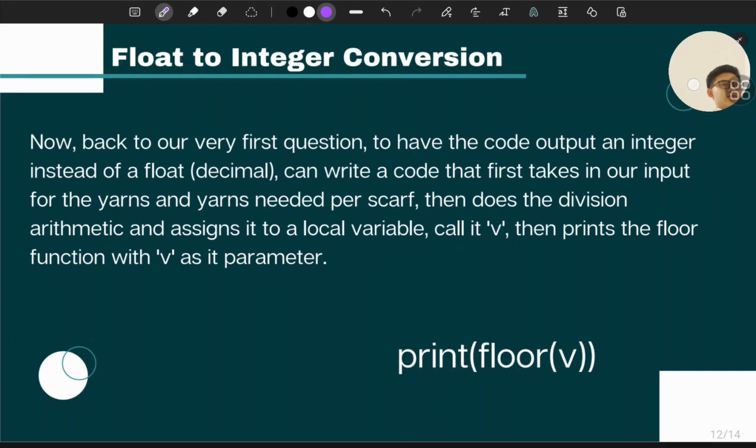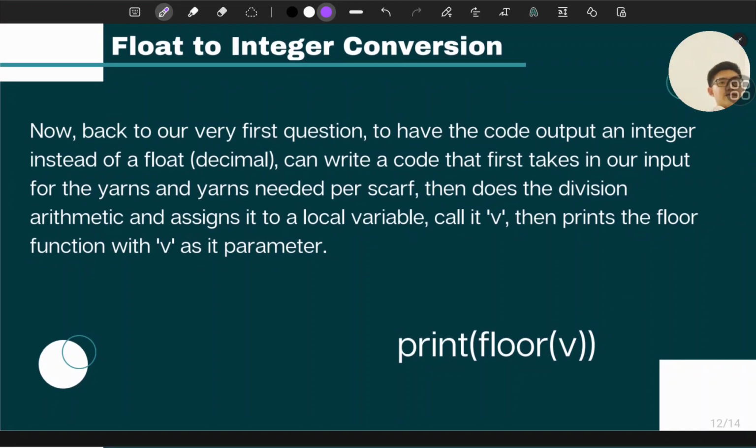Alright, we're running out of time. So back to our very first question. To have the code output an integer instead of a float, which is like the decimal earlier, 4.3333, we can just do this. We use the floor function, and we call 13 divided by 3 as v, and then we put it into the floor function, and then we just print it. Therefore, it will just output 4.